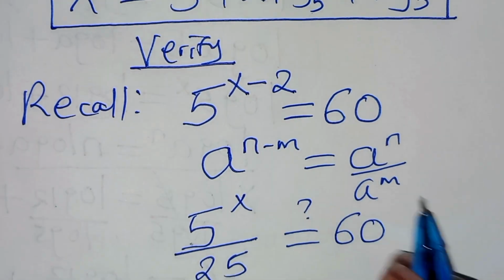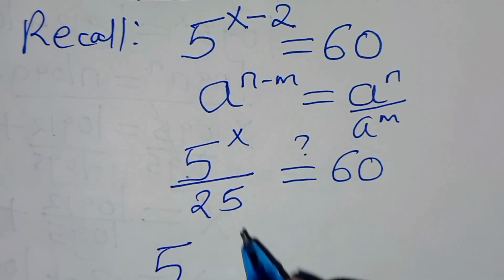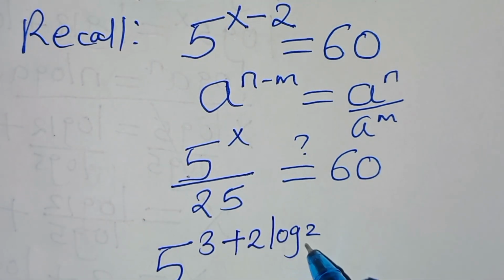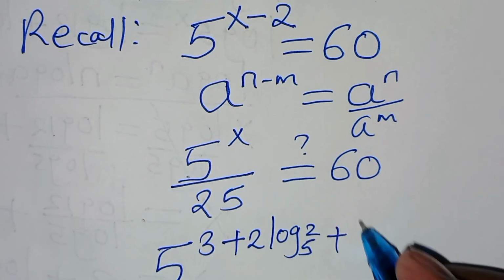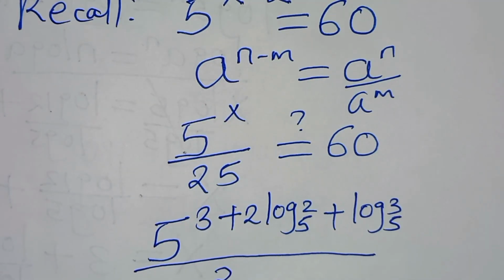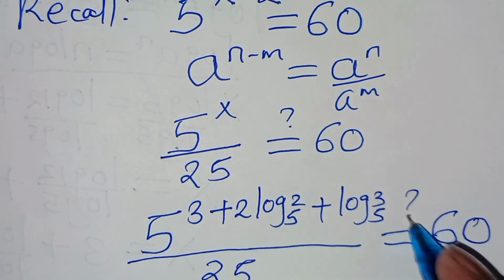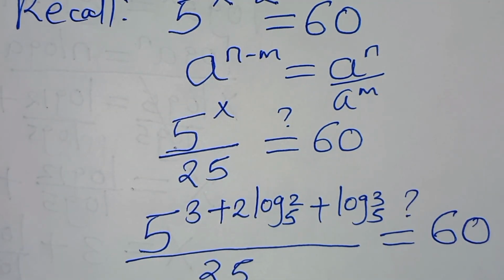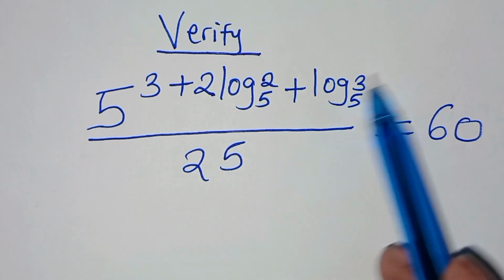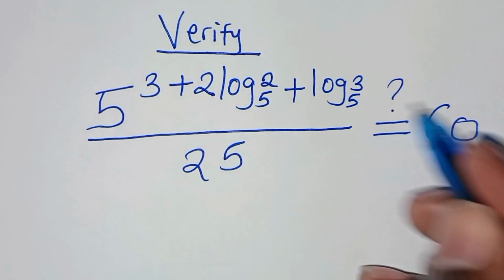So let's check if this is true. Let's substitute the value of x here, so that we have 5 to power 3 plus 2 log 2 to base 5 plus log 3 to base 5, divided by 25. This is supposed to give us a value of 60. So let's proceed from here.